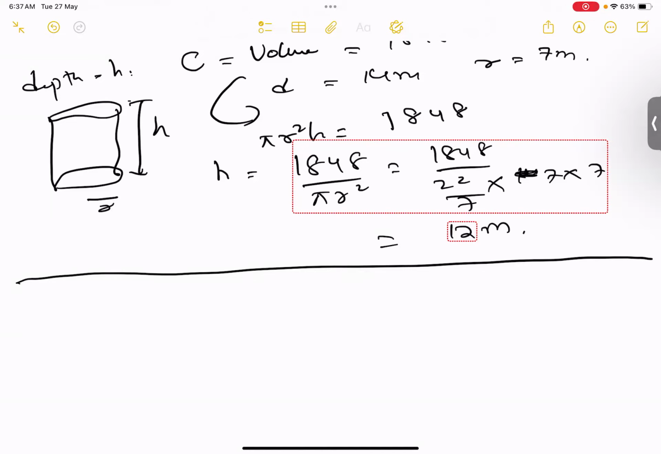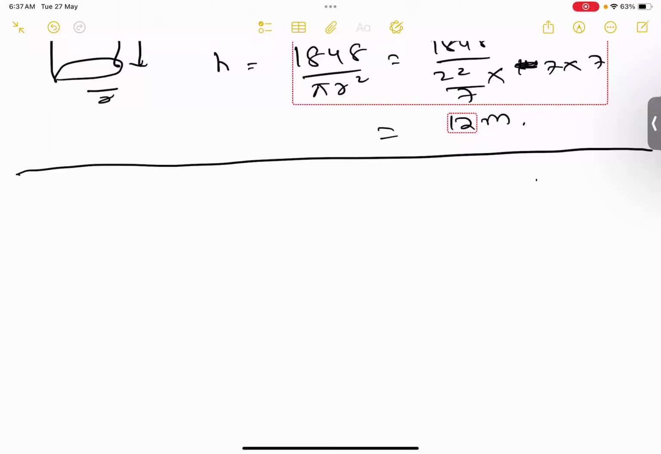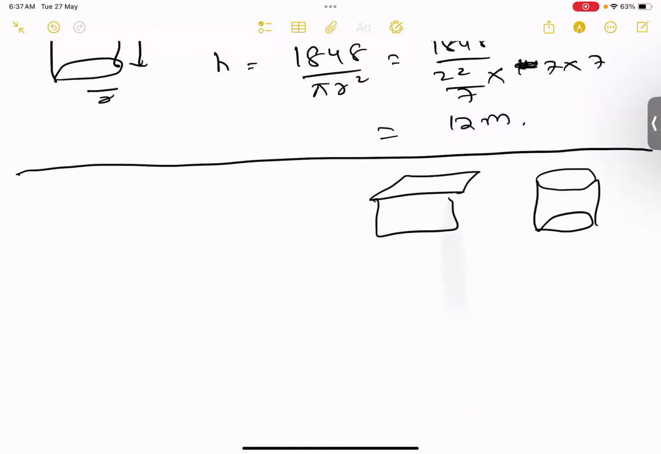So you may say the capacity of a tank, you know, a capacity of a cuboidal tank may also be there, something like that. So when we say capacity, yeah.